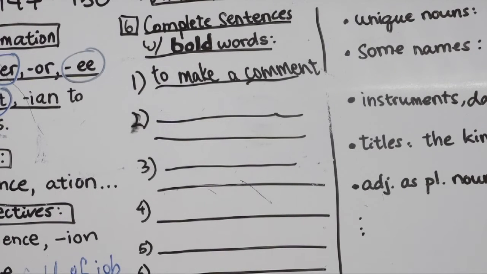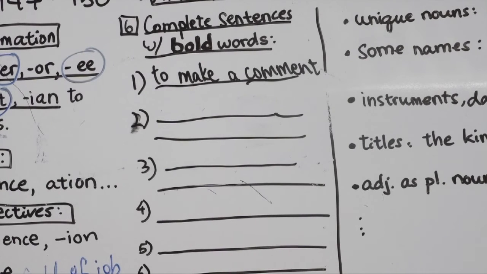To comment on something, a verb will become a noun. This one, we didn't change the word. The word stays the same. To comment, to make a comment, noun. All right, let's move on to number two.